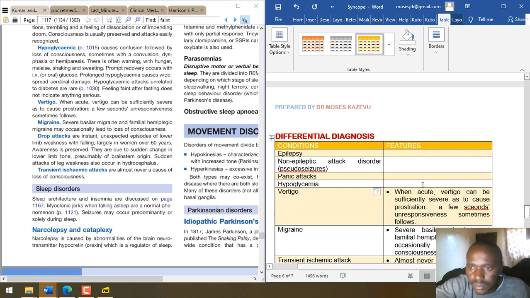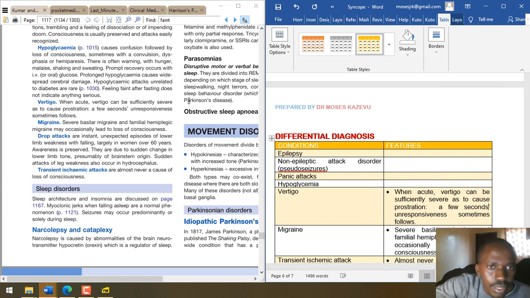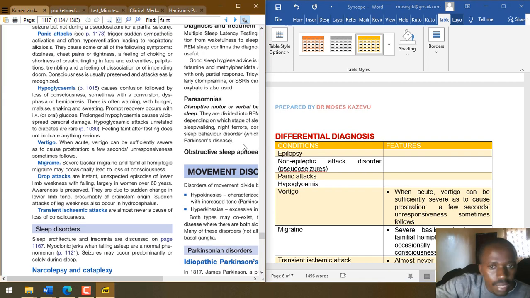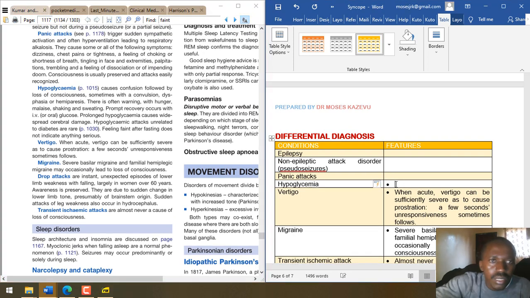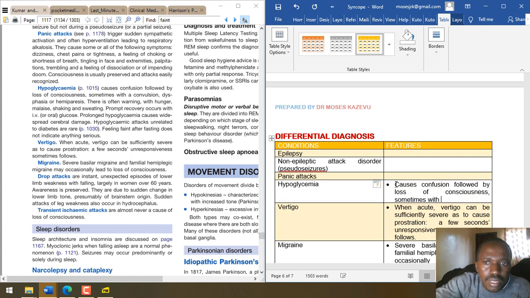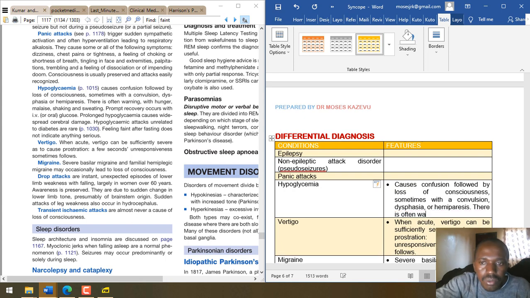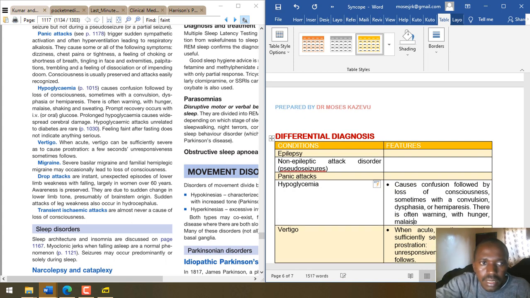Okay, so how much time has actually gone? So we're almost 1 hour 30, so we're actually concluding our study session today. Sorry again for the background. So here, it causes confusion followed by loss of consciousness, sometimes with a convulsion, dysphasia, or hemiparesis. There is often warning with hunger, malaise, shaking, and sweating.